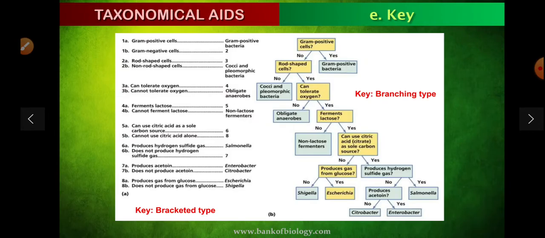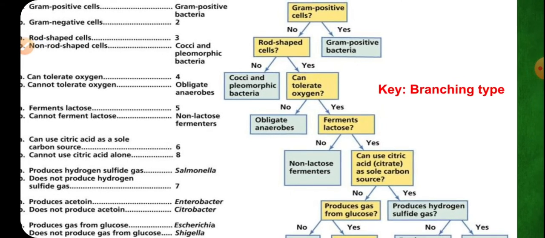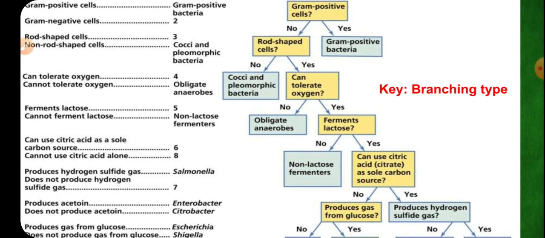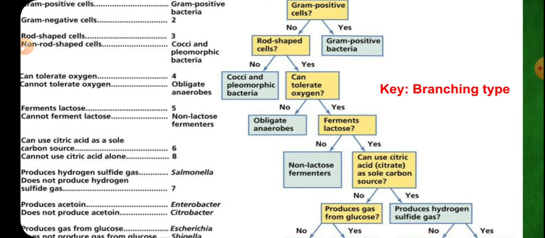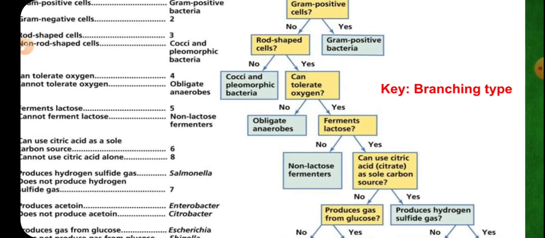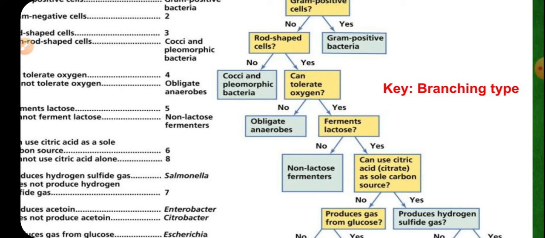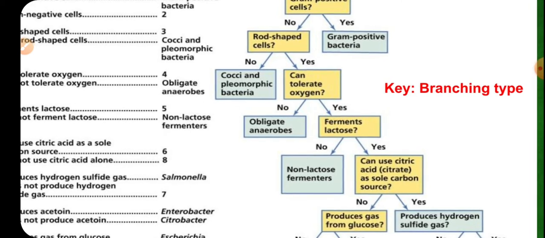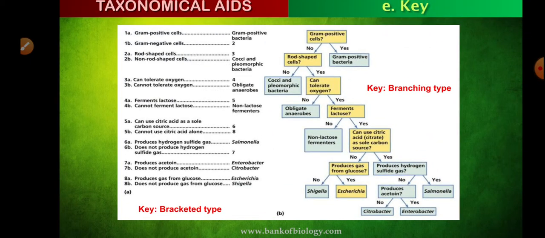The same example is given here with gram positive cells. Note whether the cell is rod shaped. Gram positive bacteria: if rod shaped, yes; if no, then coccus and pleomorphic bacteria. Can it tolerate oxygen? If yes, then it ferments lactose. If no, then obligate anaerobes. This is a branch given for the study of bacteria.